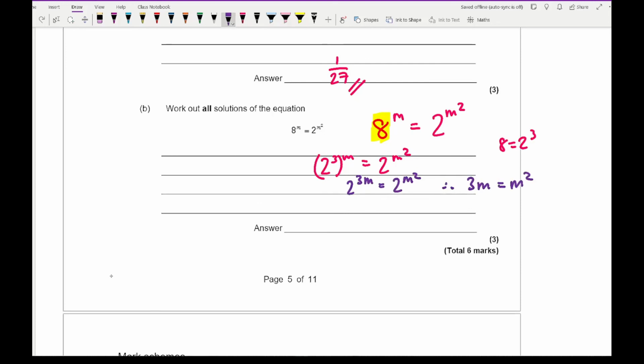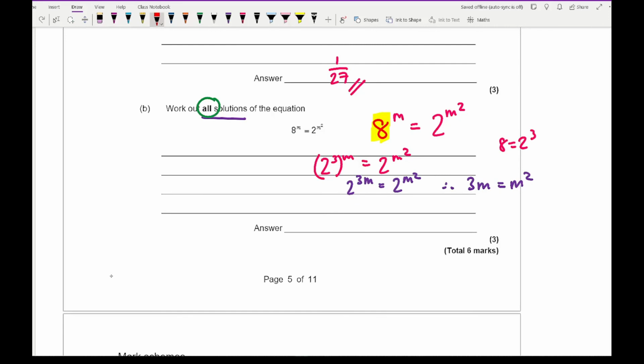Now the question says to work out all the solutions. At this stage you might be very tempted to simply divide both sides by m, so you're left with m equals 3. Now that's just one answer. The fact that it says all solutions must mean that there are other solutions. When you come to this kind of situation, you do not want to be dividing by letters, because technically m could equal 0 and you can't divide both numbers by 0.